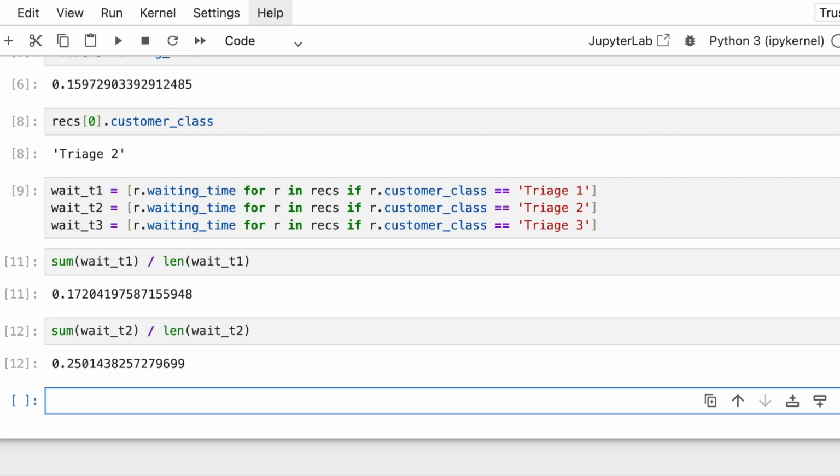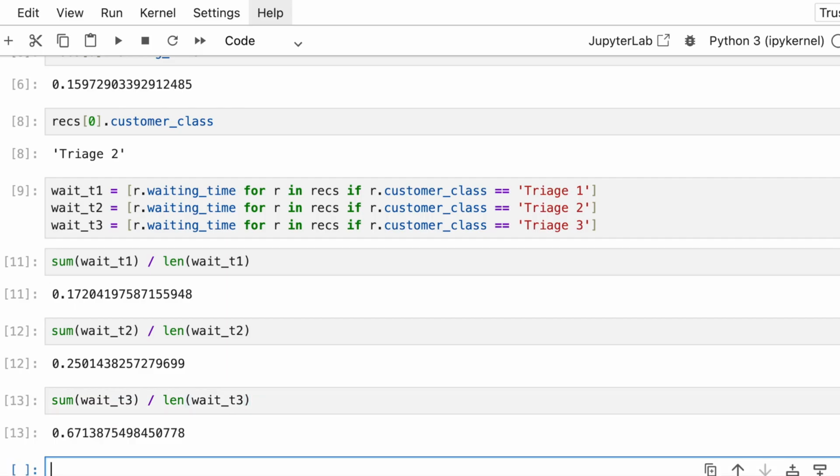The average waiting time for customers in triage category 2 is 0.2501 minutes. And the average waiting time for customers in triage category 3 is 0.671 minutes. We see that the more prioritized customers, triage category 1, have a lower average waiting time than the others. And that is exactly what we would expect in a situation like this. So that's a little bit of a sense check for us as well.